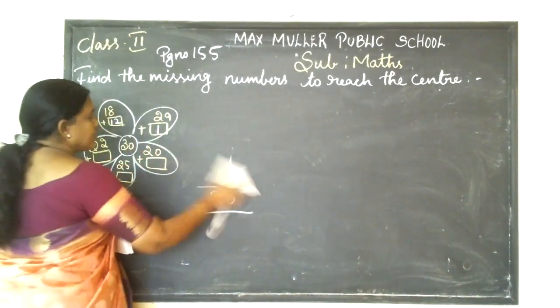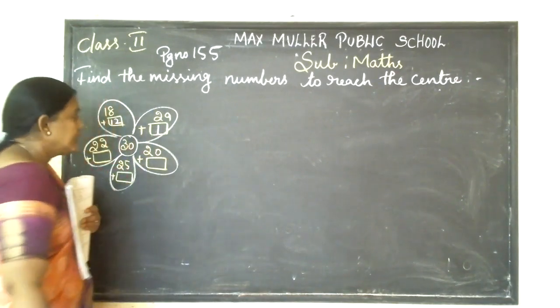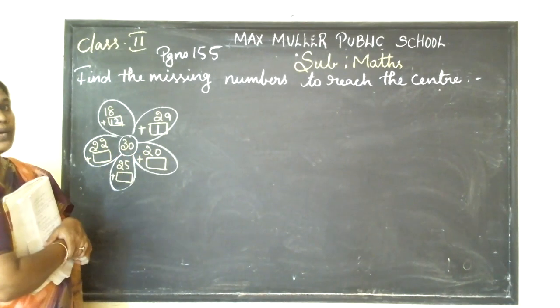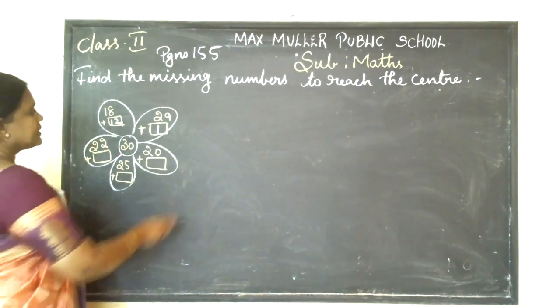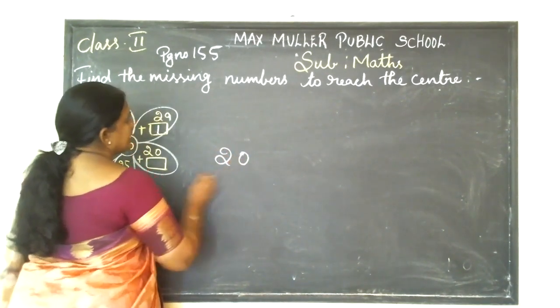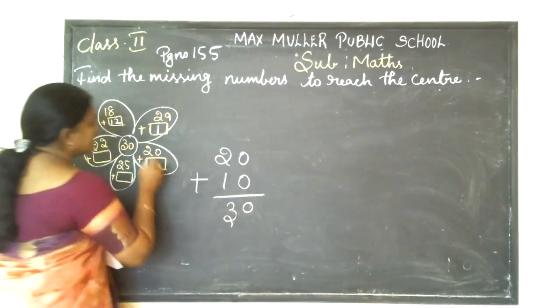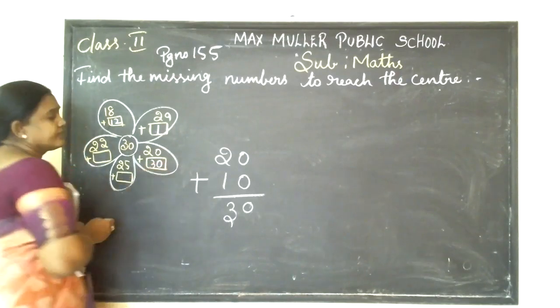For 20, now you say, children, how much do you want to add? Here 30 is here, 20. For 30, how much do you want to add? Think and write the answer properly. 20, if we add 10, you will get 30. So write here 30.